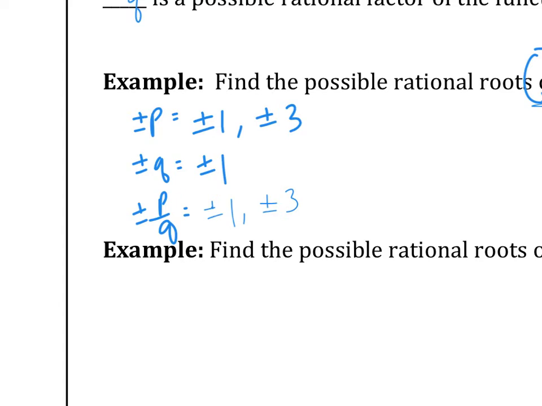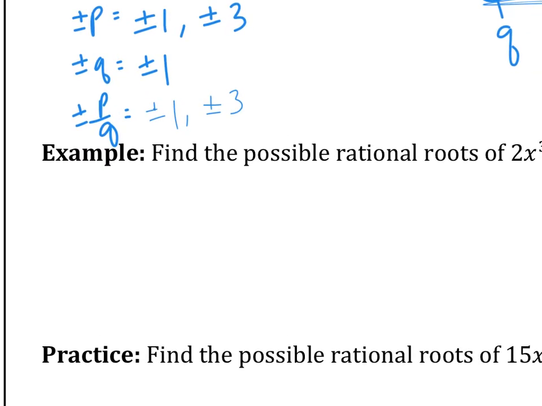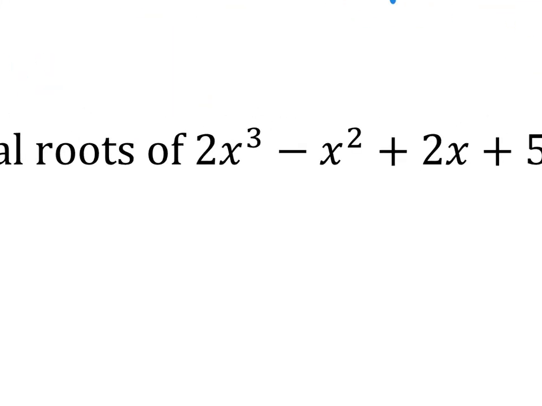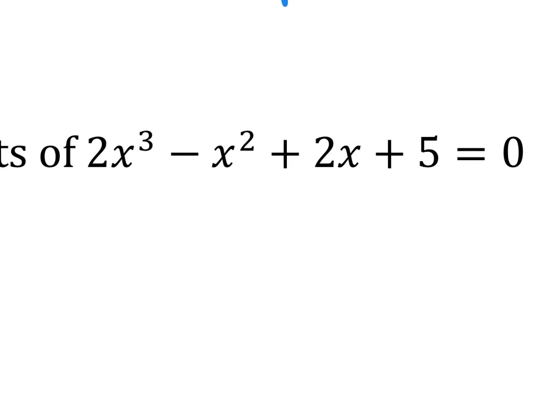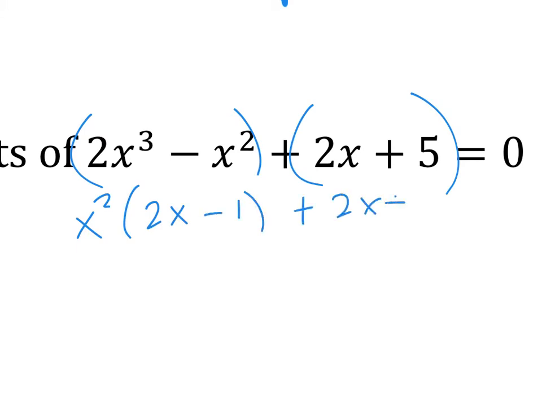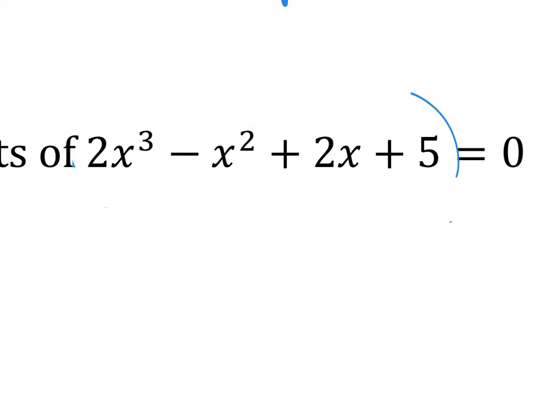All right, let's try another one, and let's just practice finding the p over q's for now. If you look at this polynomial, first you ask yourself, can I factor this? Everything you know how to do. Can I group? Yes, but if I take out x squared here, I get 2x minus 1, and I have a 2x plus 5. They're not the same. I cannot group. You can only group if those factors repeat. So I cannot group. Anything else you guys know how to do to solve this?